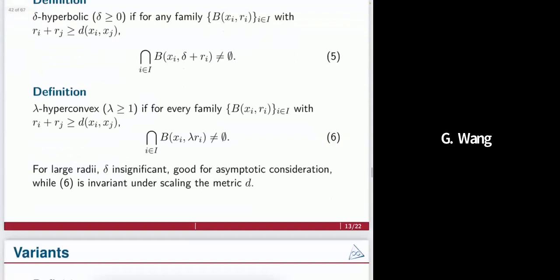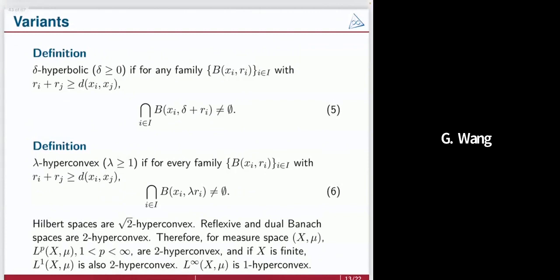And for example, Hilbert spaces are square root of two hyperconvex. In particular, Euclidean spaces are square root of two hyperconvex. So if you enlarge all radii by a factor of square root of two, then you always get an intersection. And reflexive and dual Banach spaces are two hyperconvex. It could, of course, be better, but certain L1 spaces are only two hyperconvex, but not better.